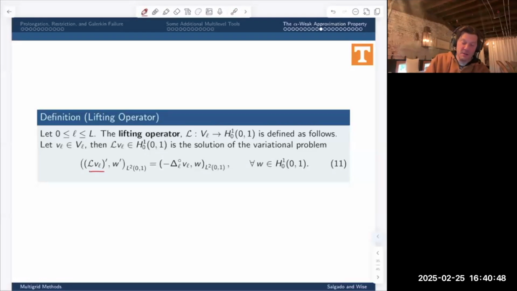All right, let's call it V. Okay, so really this is just going to be V prime. If I say V equals L V_L, then this is just V prime, W prime. And W prime is going to be a test function. And that's going to be equal to some function.